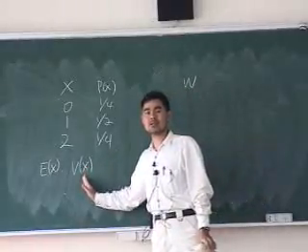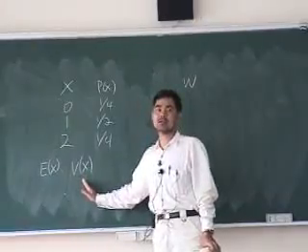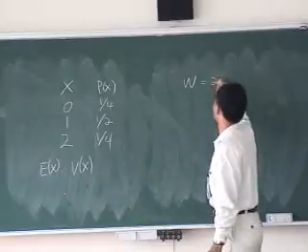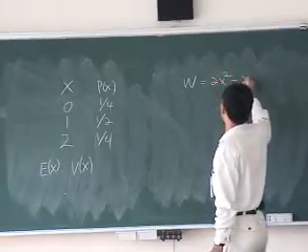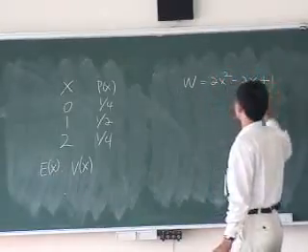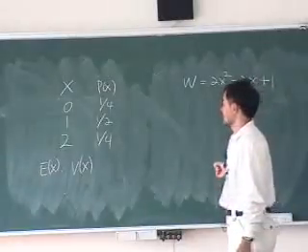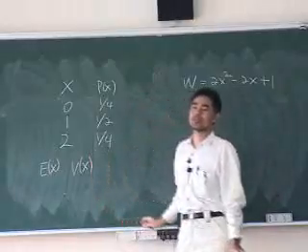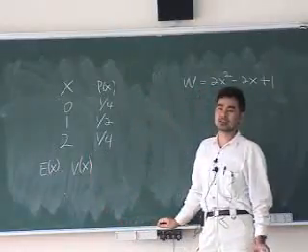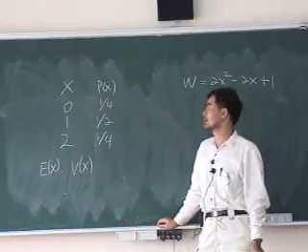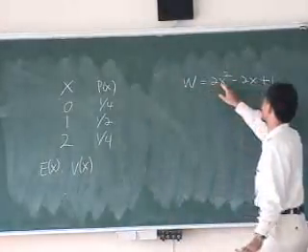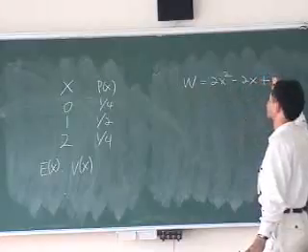We are interested in a new random variable, and this random variable is w. W is equal to 2x squared minus 2x plus 1. Okay? So in this case, there are 2 ways to do it. The first one, of course, is the more primitive way. The primitive way is, of course, we know w is equal to 2x squared minus 2x plus 1.